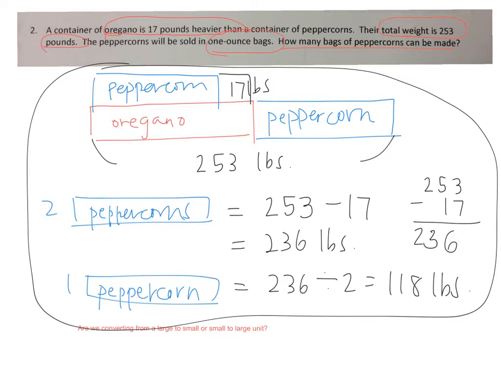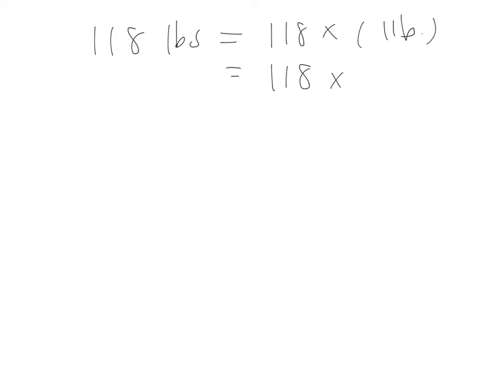Ounces. And when we do that, are we converting from a large to small or a small to large unit? We're going from a pound to small. So large to small, do we need to deal with fractions? No. Okay, so we now have 118 pounds. So we know that that's equal to 118 copies of 1 pound, right? Which is the same as 118 copies of how many ounces?